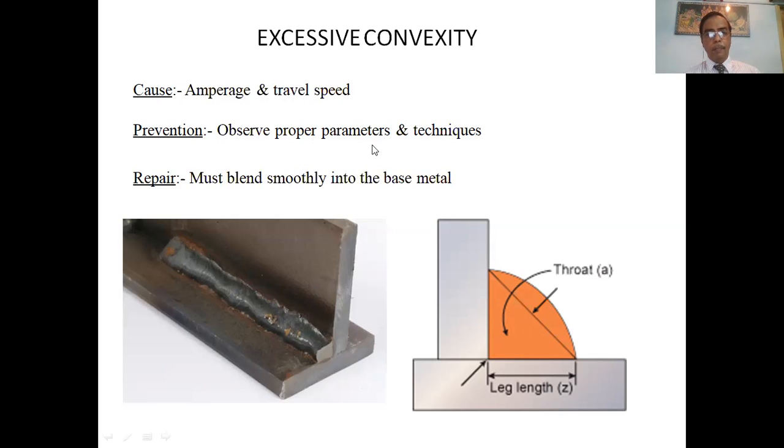Prevention: observe proper parameters and techniques. Repair must blend smoothly into the base metal. So the root should be welded, and the correct technique should be followed so that proper welding can be done.